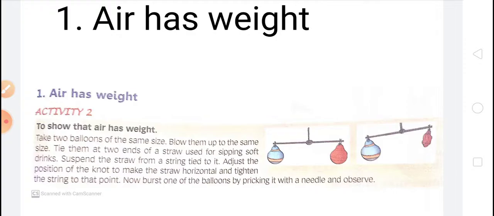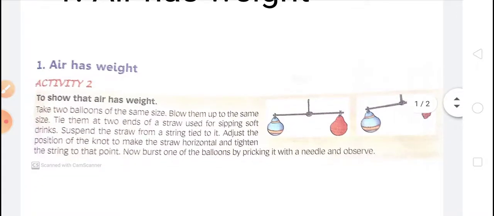The first property of air is that air has weight, and to show that air has weight we can do a simple activity. Children, you can do this activity at home even. To do this activity, take two balloons of the same size and blow them up to the same size.